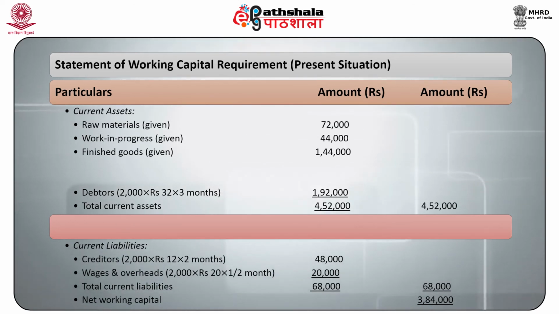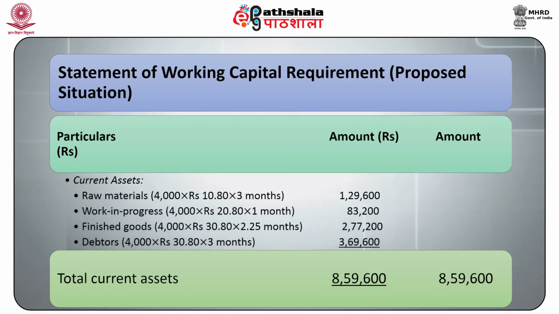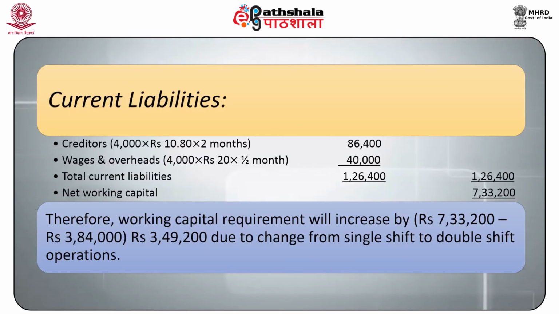The statement of working capital for the proposed situation would be current assets that include raw material, work in progress, finished goods and debtors, and the total current assets come out to be 8,59,600. The current liabilities include the creditors, the wages and overheads, and the total current liabilities come out to be 1,26,400. The net working capital is now 7,33,200. Therefore, working capital requirement will increase by Rs 7,33,200 minus Rs 3,84,000, which comes out to be Rs 3,49,200 due to change from single shift to double shift operations.